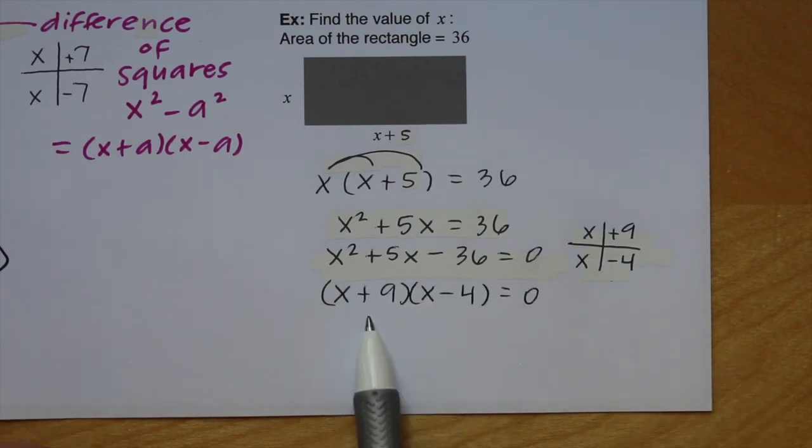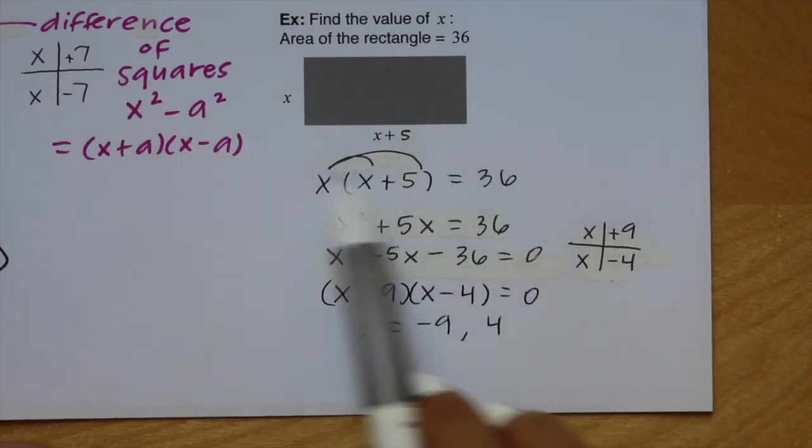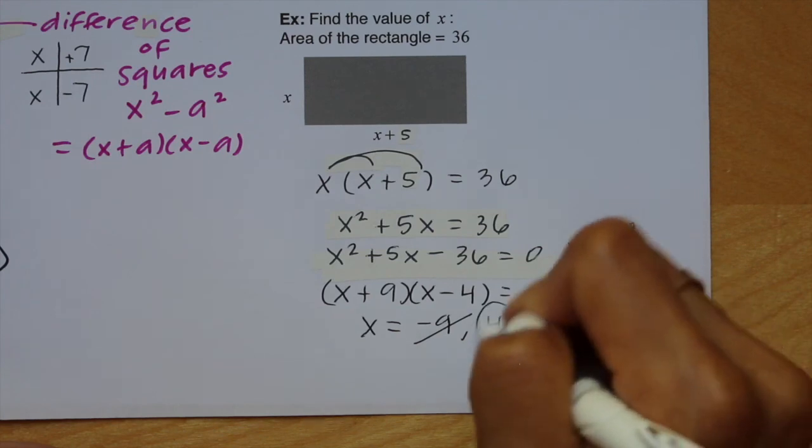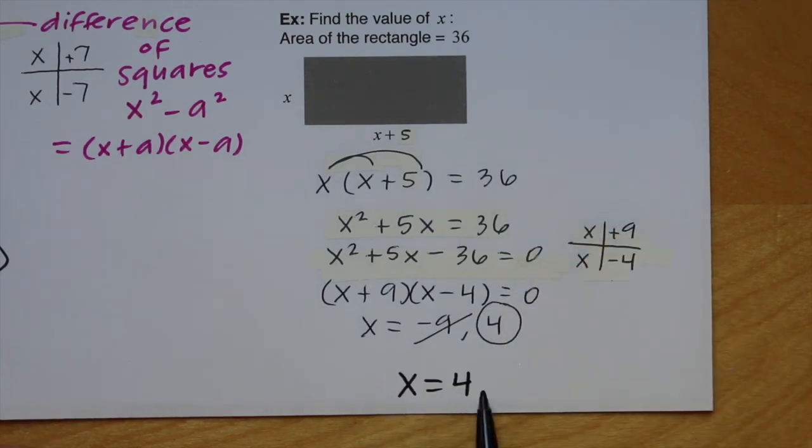Using the zero product property, we can set both of these equal to 0, and when we do, we get x equals negative 9 and positive 4. Because x in this case actually represents a length of a rectangle, we can't use the negative, so we're just going to use that x equals positive 4. So our final answer is x equals positive 4.